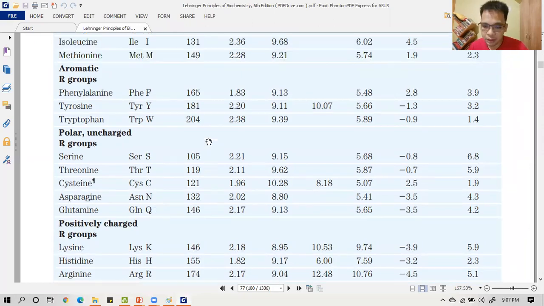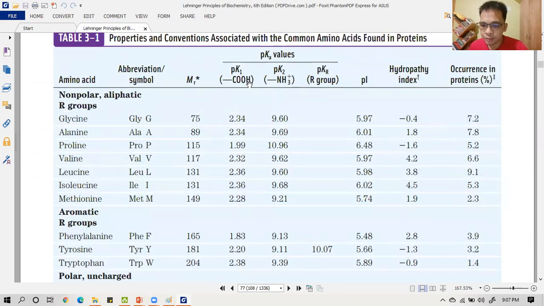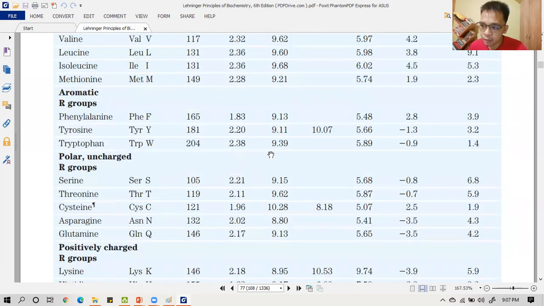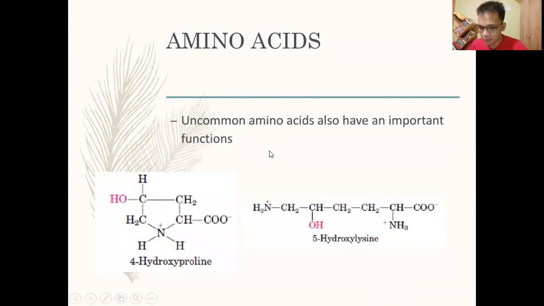Those are the polar uncharged amino acids. And then, this table, guys, shows their pKa values, which you will see in our titration curve and in the isoelectric point. When we say isoelectric point, it is the point where our protein has a net charge of zero.